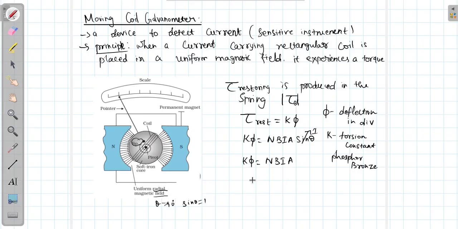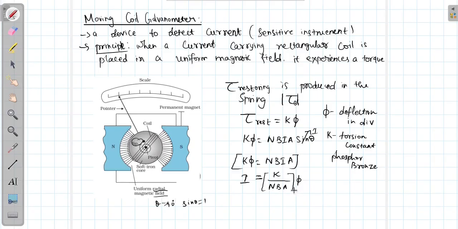Where φ is the deflection in divisions. You just memorize this equation. Depending on the requirement, whether we are going to check current per division or voltage, current sensitivity or voltage sensitivity, we will see one by one. Just rearrange the terms: I = (K/NBA) φ.